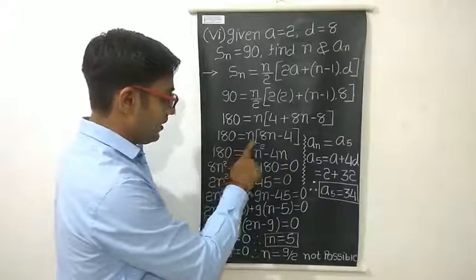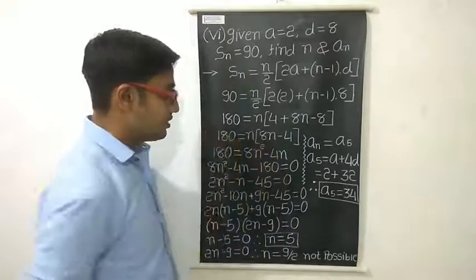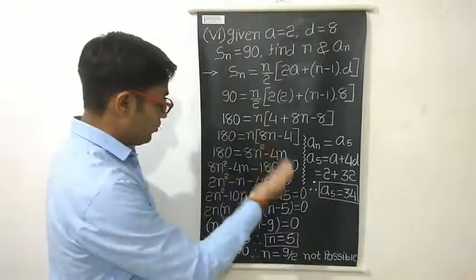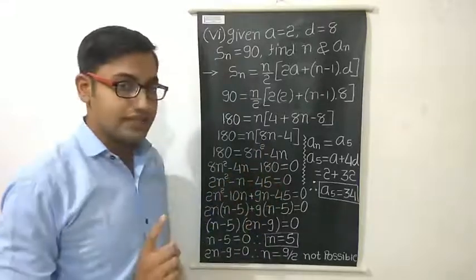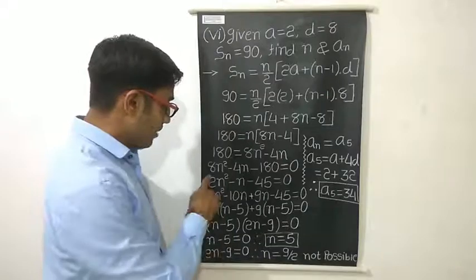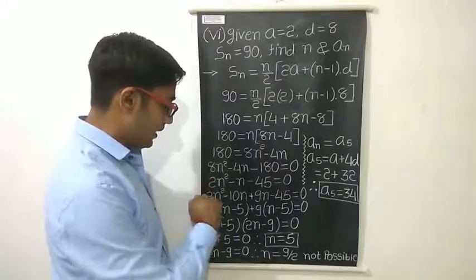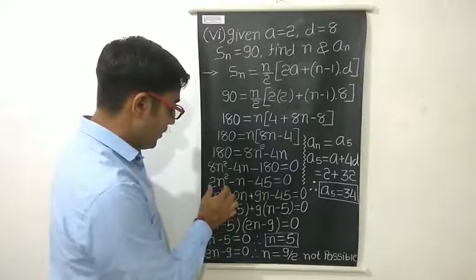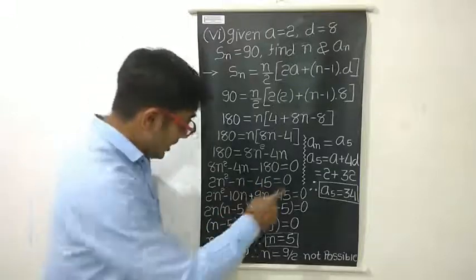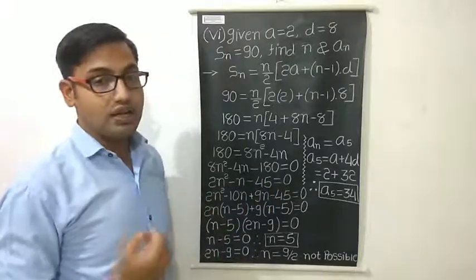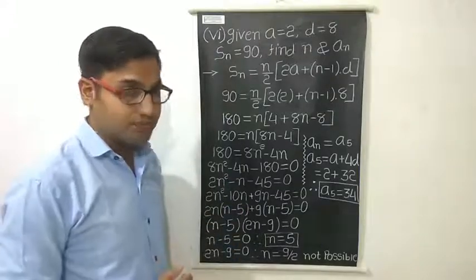Now multiply this n to this bracket. 180 is equal to 8n square minus 4n. Take this 180 to the right hand side, we get 8n square minus 4n minus 180 is equal to 0. Now notice that 4 is common for all three terms. Taking 4 as common, we get 2n square minus n minus 45 is equal to 0. Now this becomes a quadratic equation, so we have to factorize this to find the value of n.